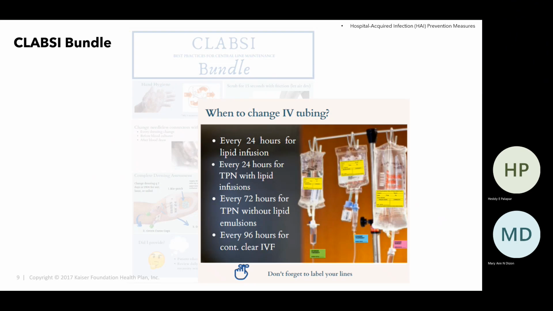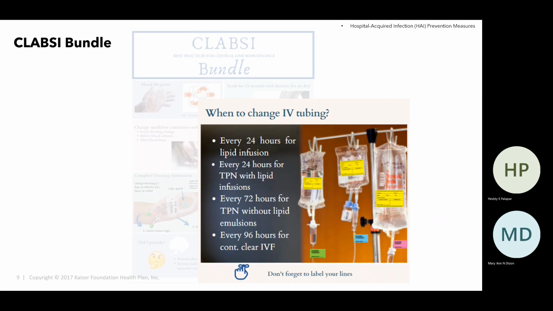The following are recommended best practices for changing IV tubing to reduce the risk for infection. This section of the maintenance bundle is a known area for improvement for all departments. The frequency of IV tubing change is dependent upon the type of medication that is running and whether the IV tubing is running continuously or if there's an intermittent disconnection of the primary line.